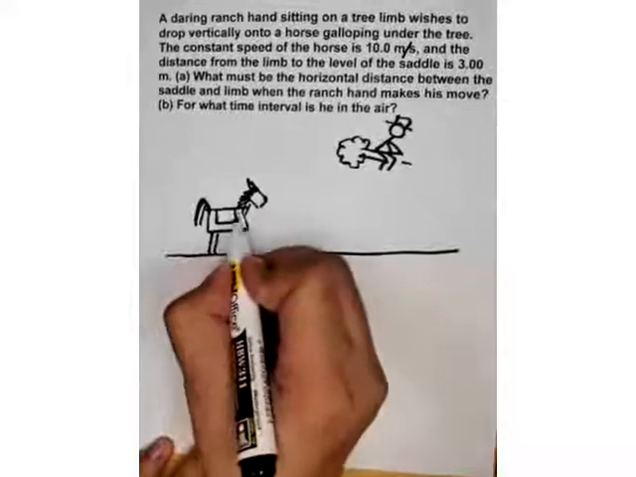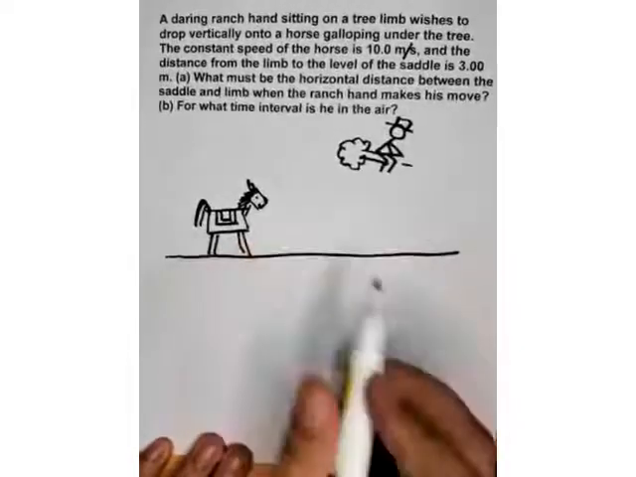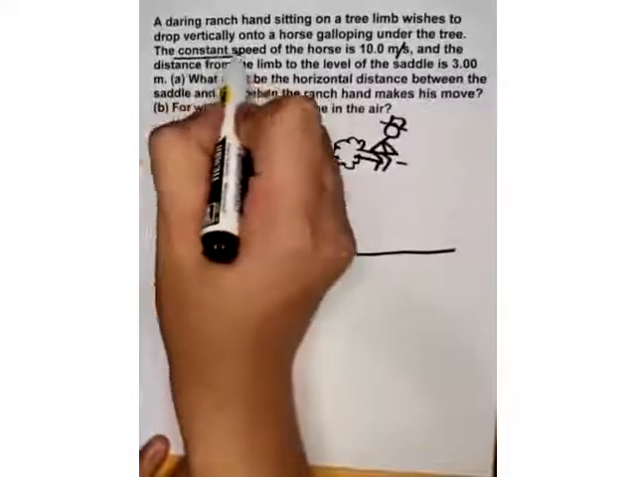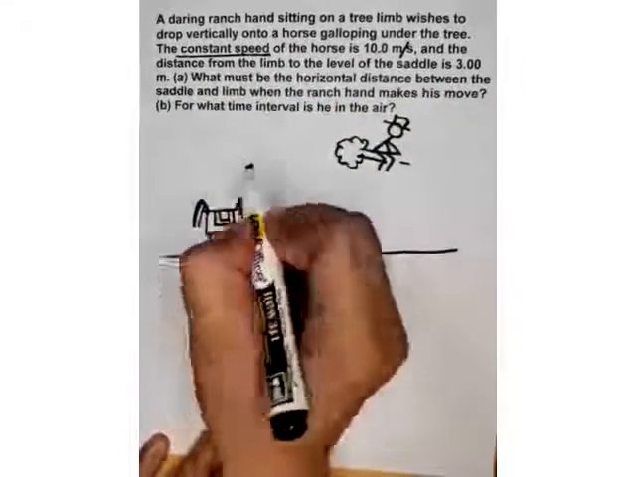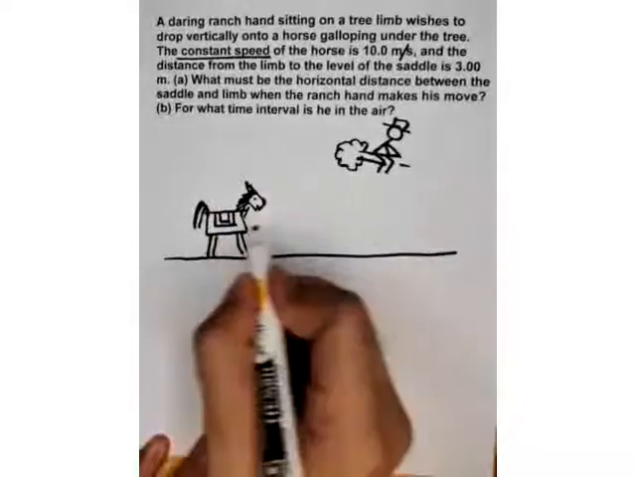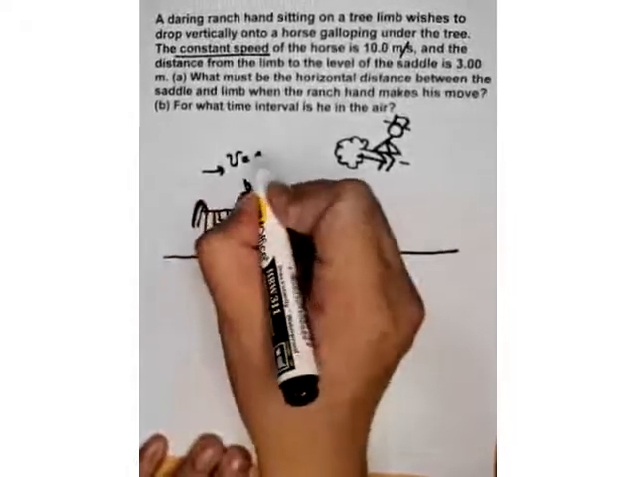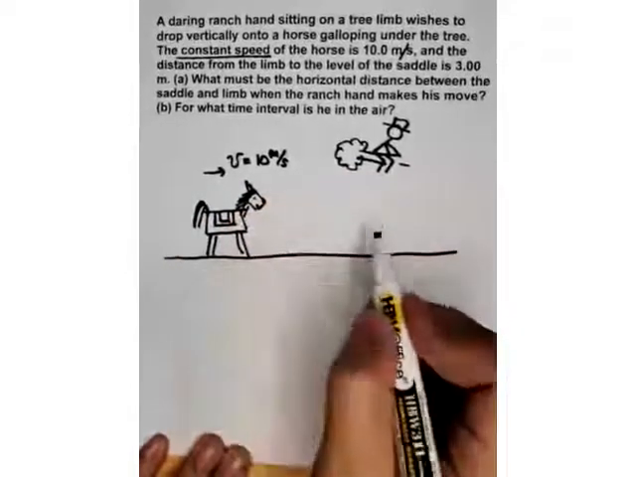So, sabihin na natin, nandito yung kanyang saddle. Yung kabayo, yung stick horse. At sabi dyan, class, meron siyang constant speed. Okay? Constant speed. So that means its acceleration is 0 if we will have it moving in this direction. So kanyang velocity ay 10 meters per second moving in this direction.